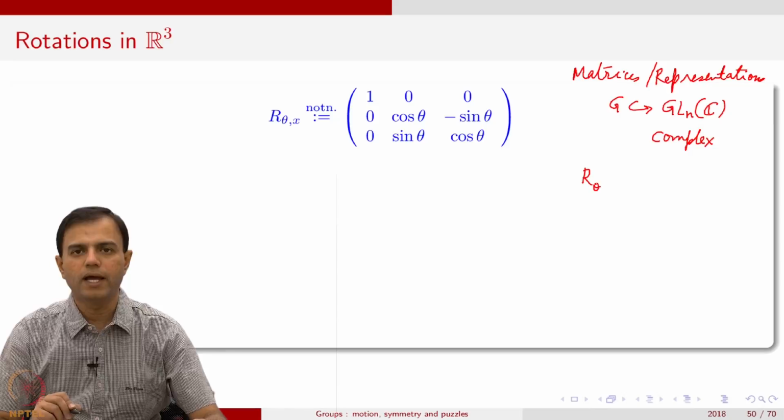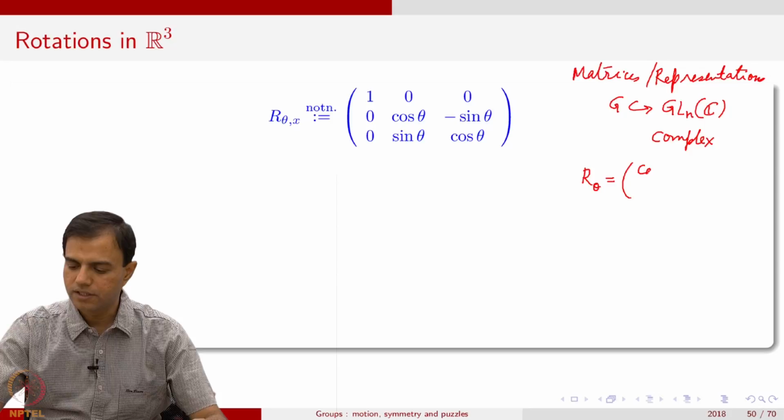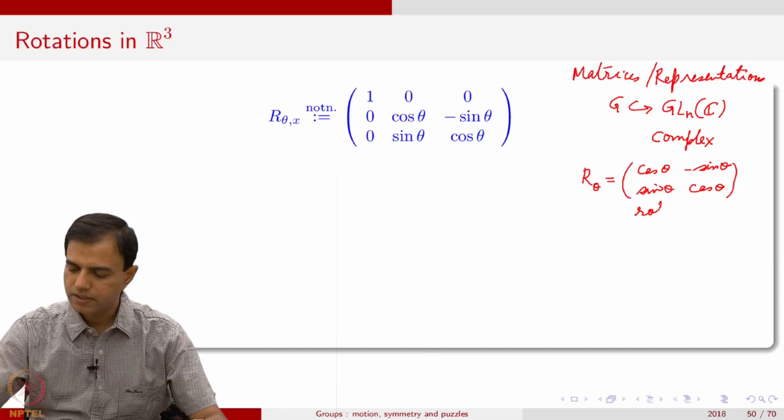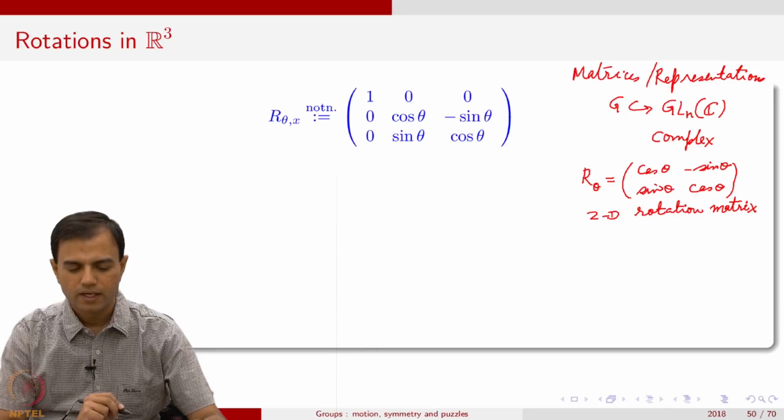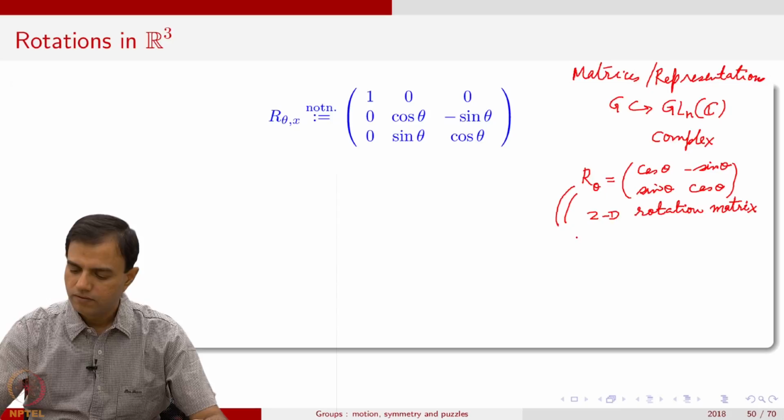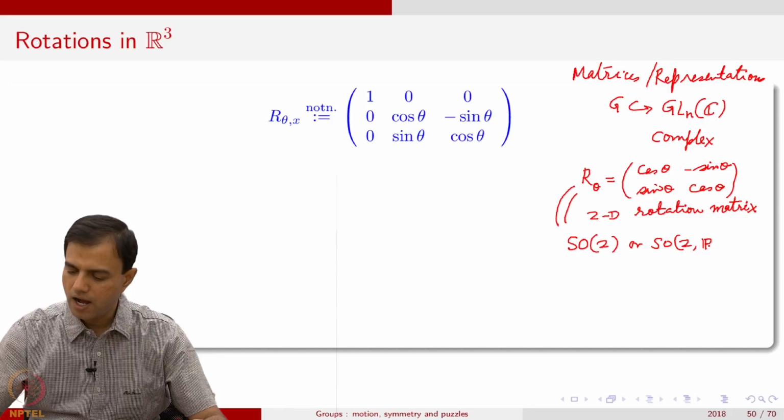We had deduced quite easily that it is just cos theta, minus sine theta, sine theta, cos theta. That's the rotation matrix. But that was in two dimensions. So those are rotations in R2. So the collection of all rotations was called SO2, or SO2(R), well, it's R2.